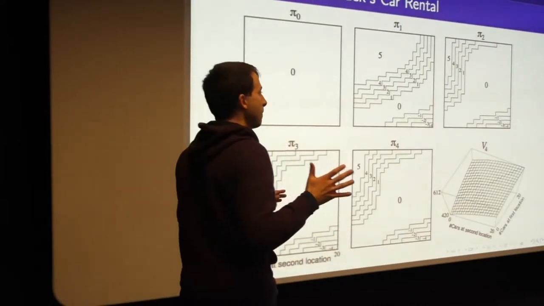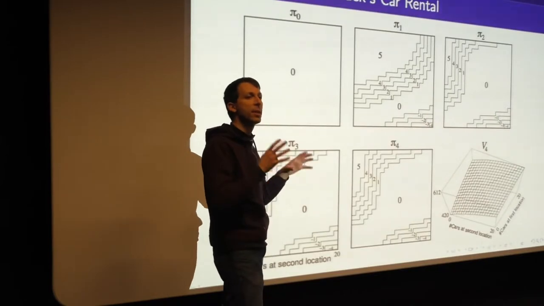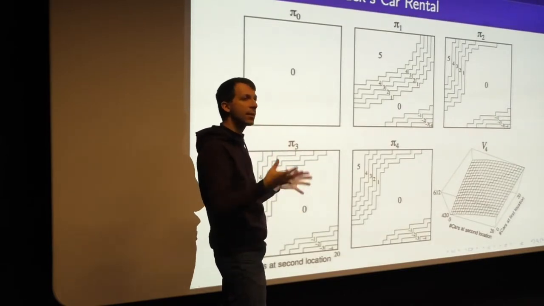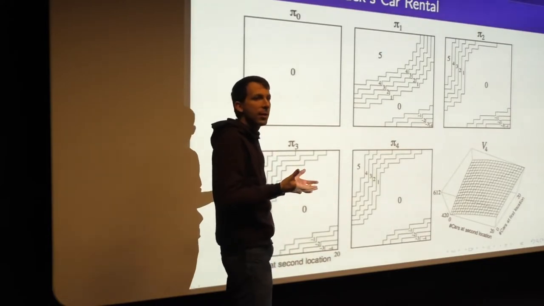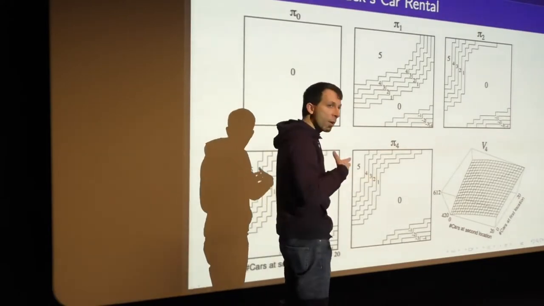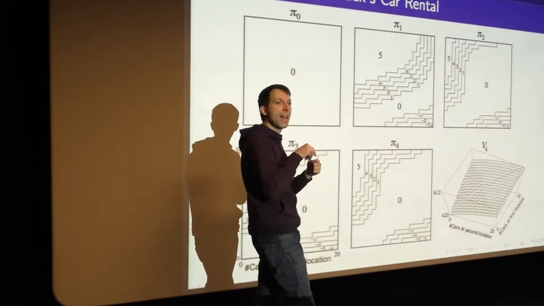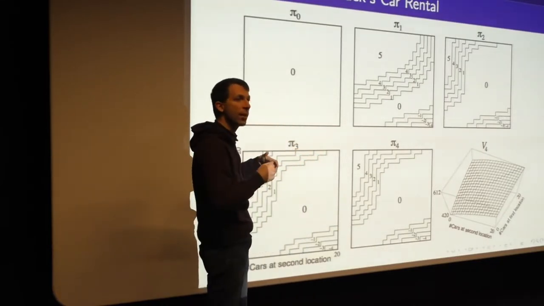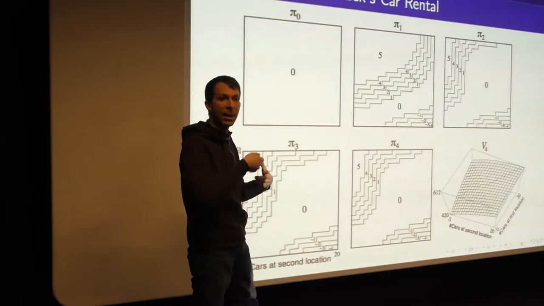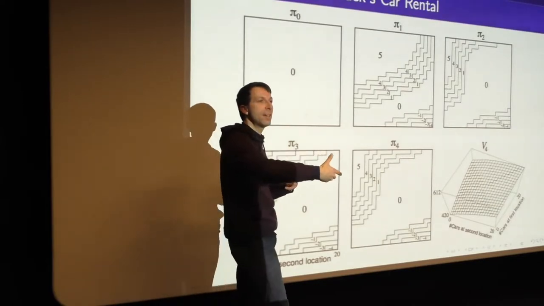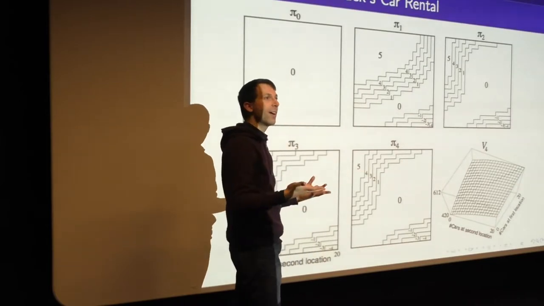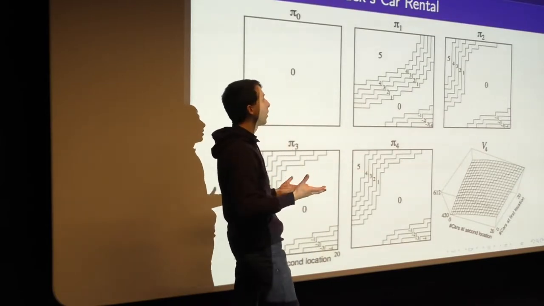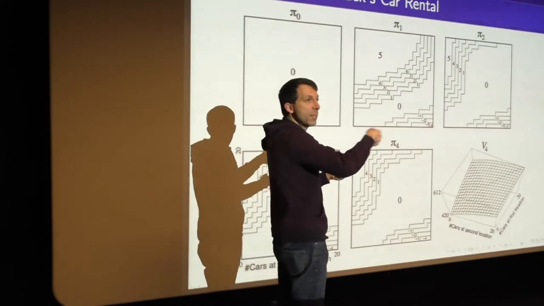So remember, we're just doing planning, so the dynamics of the system are known. In this case, the dynamics of the system are the return rates and the request rates, given by a Poisson distribution. So we know those, we can use those, that's our P_ss'. So we know the probability that a customer will come in and request a car, and the probability that they're going to return a car to each of the locations. Given that information, we're trying to figure out what's the best behavior strategy, like what should I be doing, shifting.